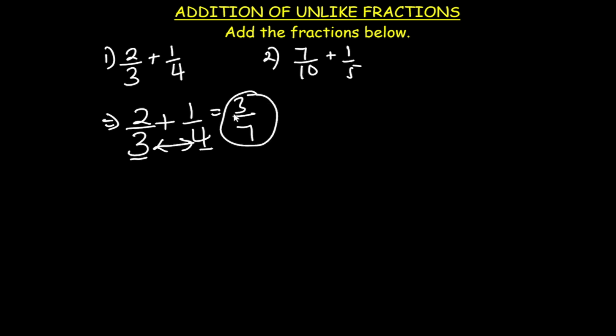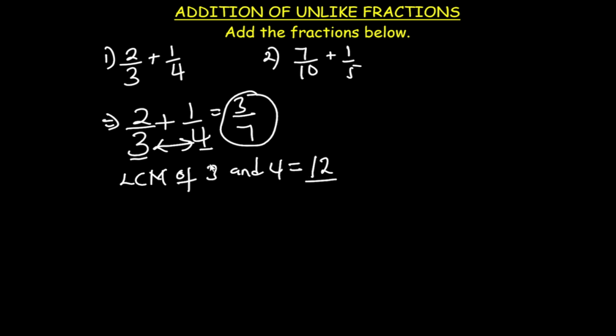We have to find the LCM, or we have to make sure that these two fractions have the same denominators. And to do that, you must know the LCM of the denominators, the LCM of 3 and 4. Now, if you solve it, you are going to get 12. If you don't know how to get the LCM, I also have a video on how to find the LCM, so you can check that one out.